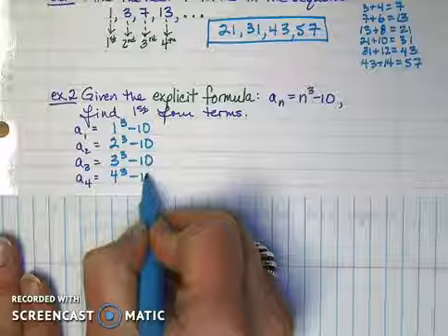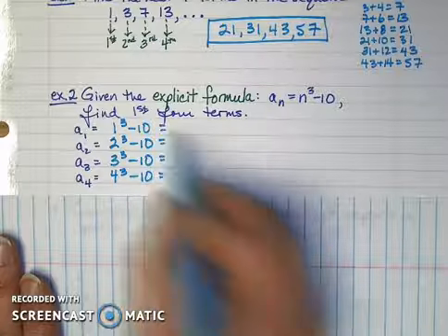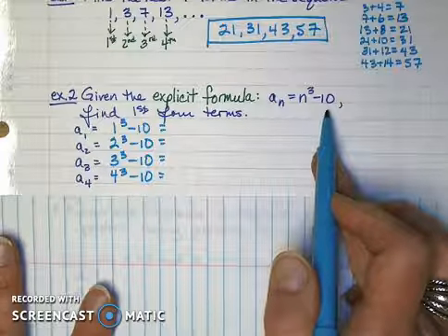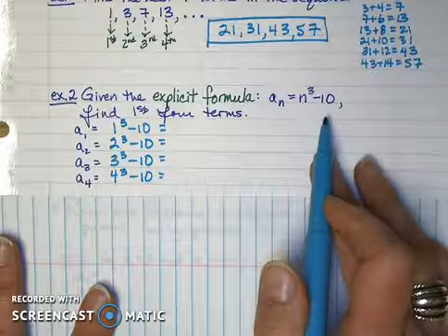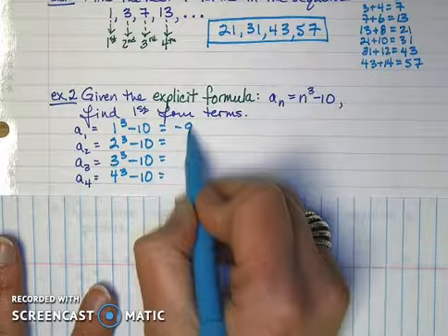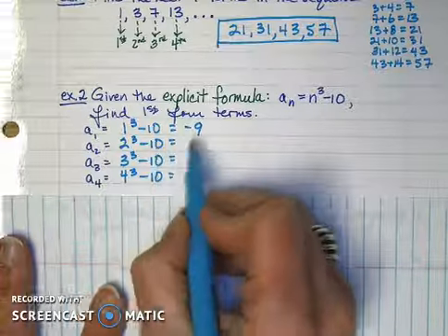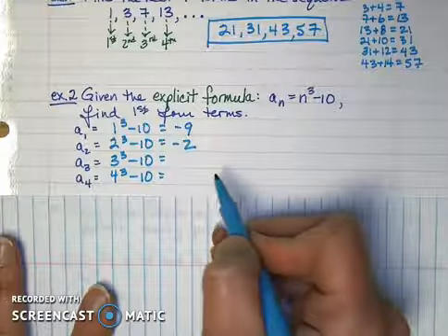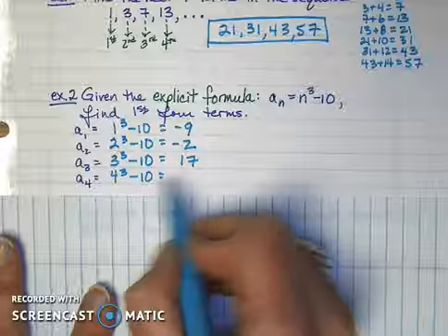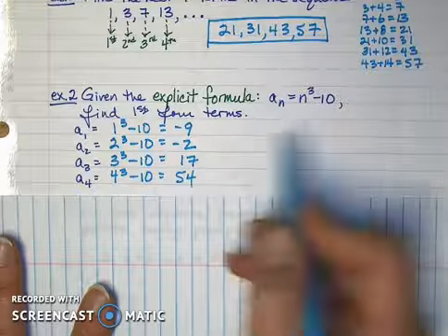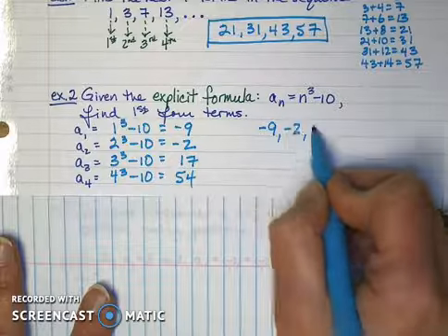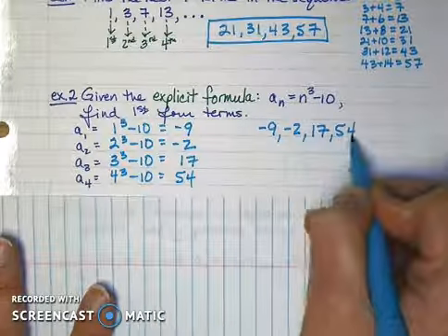Now, yes, I know you can do this on the calculator. You can put that in as the function and then go to the table and you can see the numbers. You can also, on many of these, very quickly just crank them out. That would be 1 minus 10, which is negative 9. 8 minus 10, negative 2. 27 minus 10. And 64 minus 10. So when you just list the first 4 terms, you simply get those values. That would be your answer.